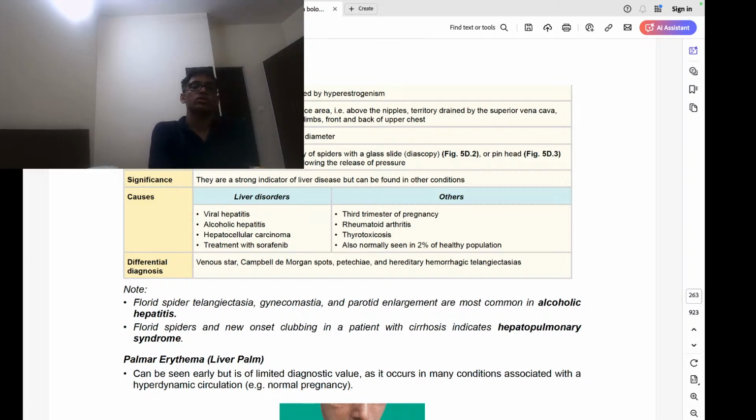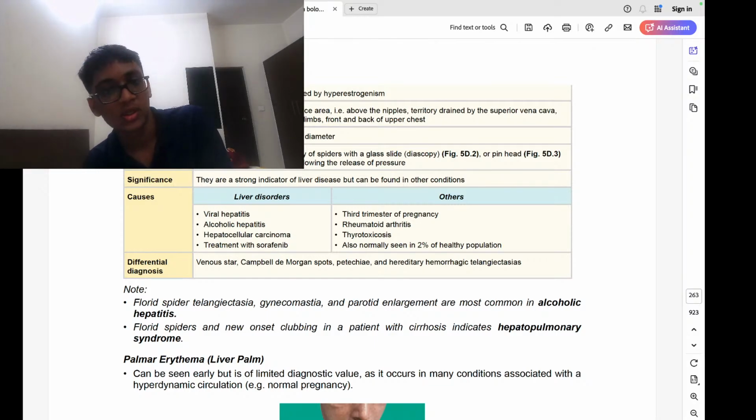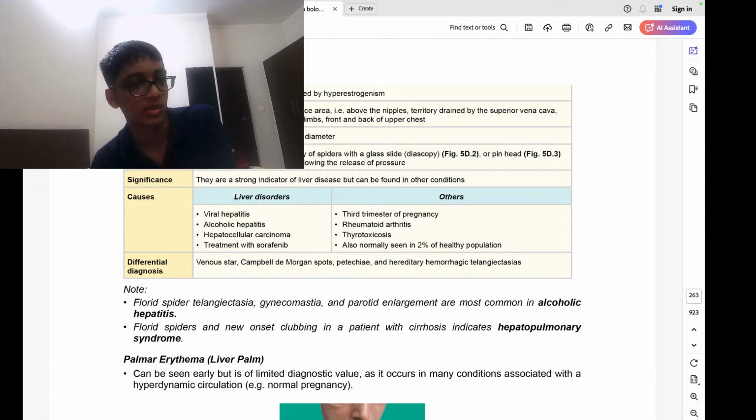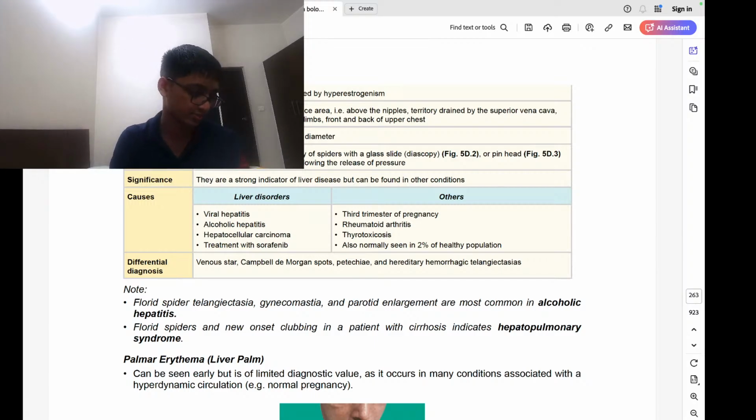Significance: they are a strong indicator of liver disease, but they can be found in other conditions also. Liver diseases include viral hepatitis, alcoholic hepatitis, hepatocellular carcinoma, and treatment with sorafenib. However, other conditions include third trimester of pregnancy, rheumatoid arthritis, thyrotoxicosis, and it is normally seen in 2% of the healthy population.